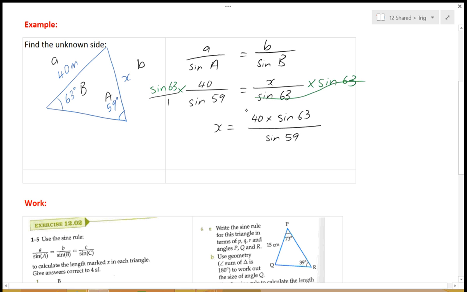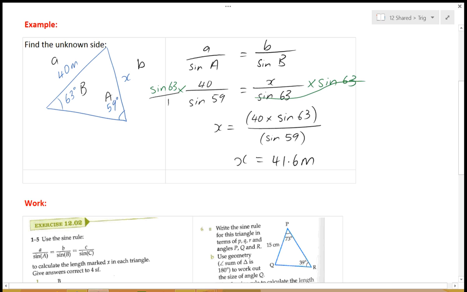So there's two ways you can do that. One is to put your brackets around top and bottom. Another way is to work out the top, press equals, and then go divide by sine 59. Alright, so let's do it on the calculator here. So I've got 40 times sine 63 divided by, then in brackets, sine 59. So for this one, we get x is 41.6 metres.